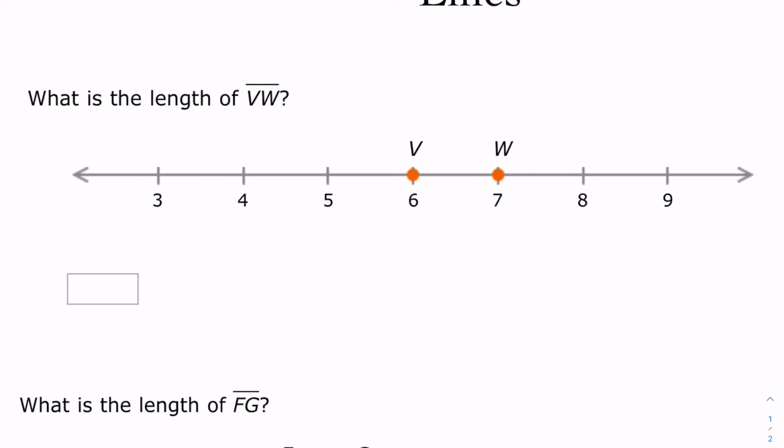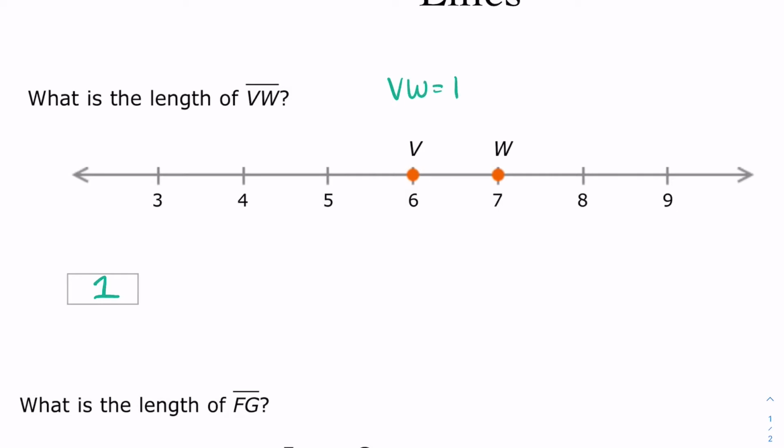So think about the difference of two things, like the difference of 6 and 7. So how different are they? Well, they are 1 unit apart. So the answer to this one is a quick one. It's 1 unit. So the answer is 1. We can say VW is equal to 1.